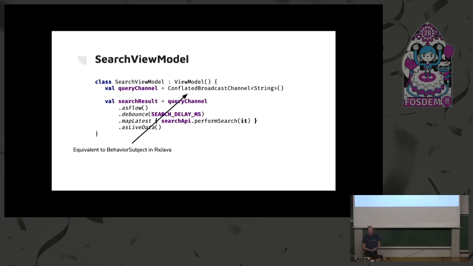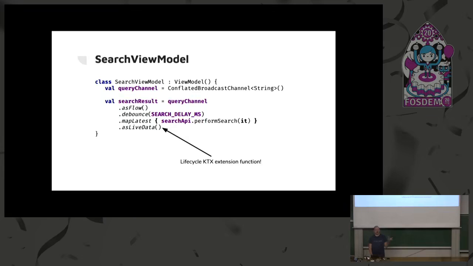So first thing, ConflatedBroadcastChannel. If you have used RxJava, this is basically the same as a BehaviorSubject. You can configure it a little bit more, which means that it retains the latest value, basically. So a new subscription to this search result here will get the last value. Now, the asLiveData is an extension function in lifecycle KTX, another reason why you want to use that library.